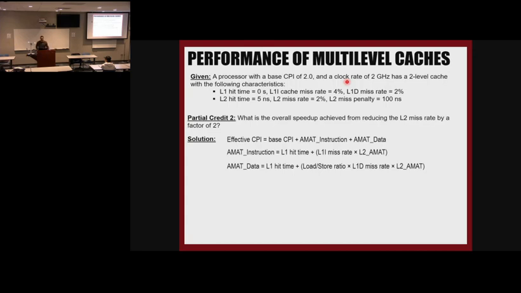Why does it matter? Because when we want to calculate the speedup, we need to find the execution time of the CPU. To find the execution time, you have to calculate the number of instructions, multiply that by clocks per instruction, which is CPI, and multiply that by the clock cycle time.